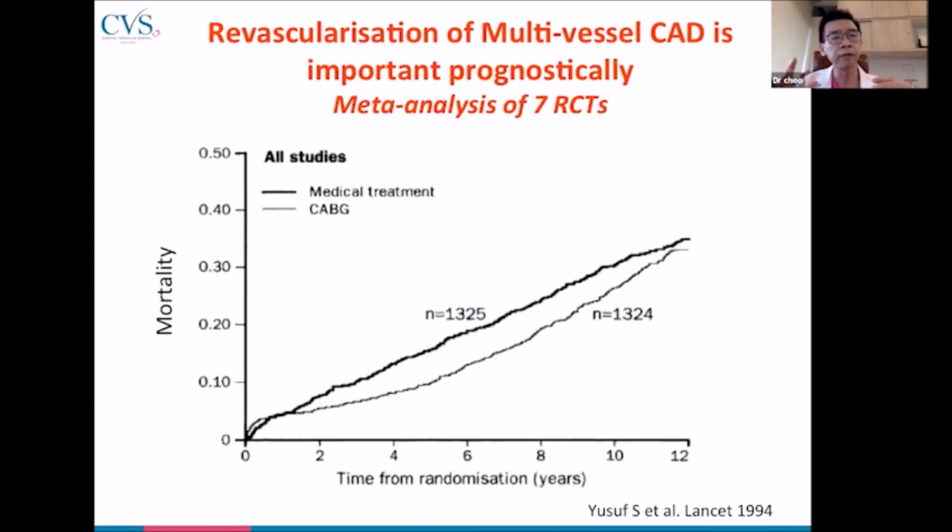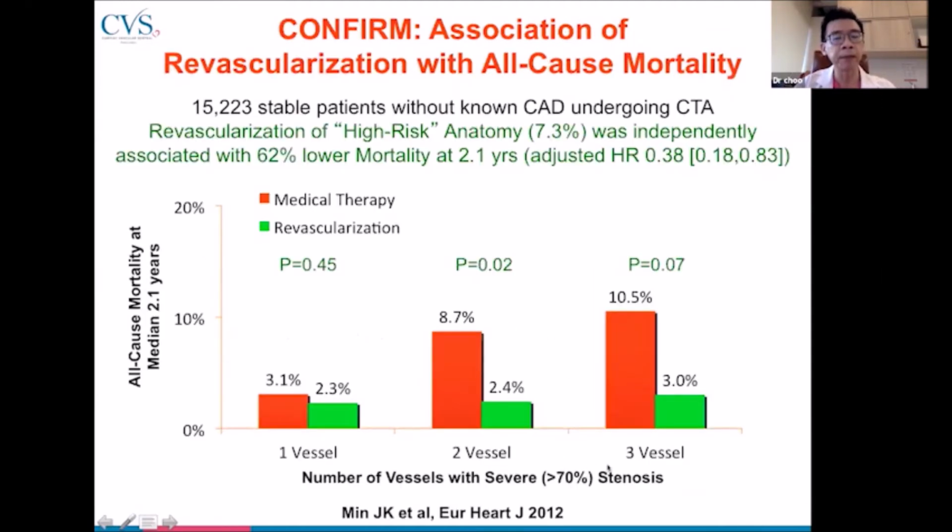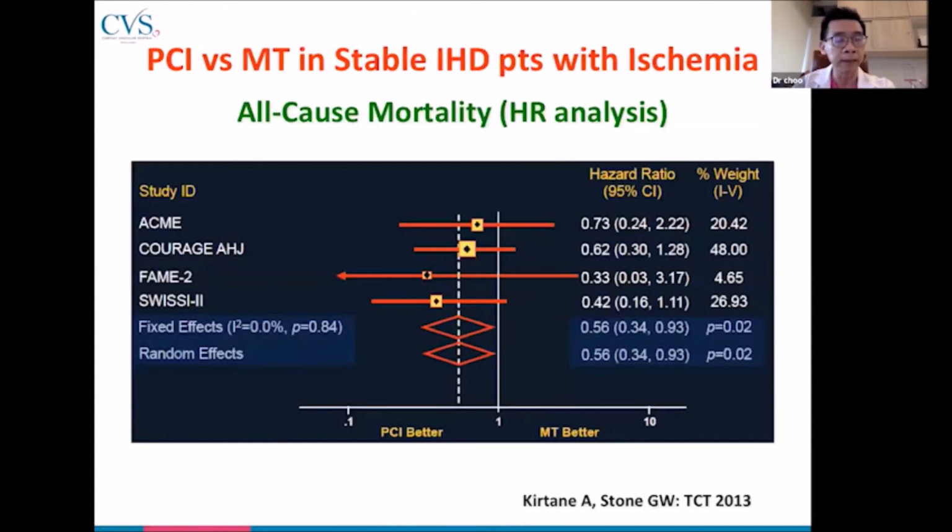So we know that if you have multivessel disease, CABG is better than medical therapy. In a more contemporary analysis here, patients who were diagnosed with multivessel disease by CT scan, like 2-vessel, 3-vessel, are going to benefit more in terms of mortality if you revascularize them regardless of the modality. But there are some analyses here that PCI is better than medical therapy when patients have multivessel disease. So maybe PCI is an option.